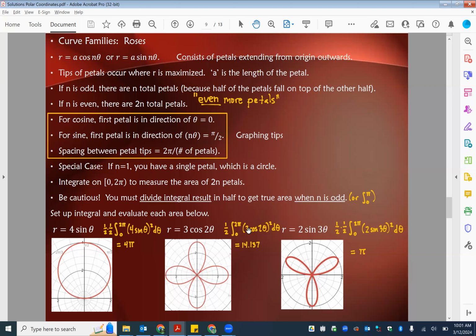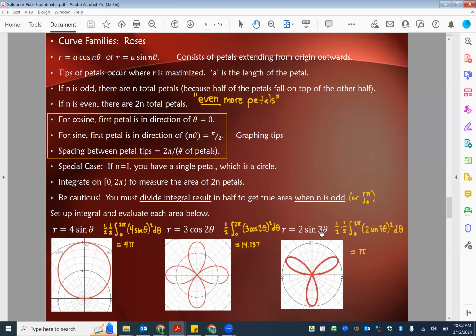Middle example, 1/2 r squared d theta. Nothing really tricky here. It's got an even n value, hence it will have 2n petals, hence integrating from 0 to 2 pi is fine without any modification. Okay, it's cosine flavored, so the first petal is in the direction of 0 degrees. It's got a length of 3. Because there's going to be 4 petals, I know that the spacing between the petal tips is 90 degrees or pi over 2. All right, and I just threw that into nInt to find my area of those 4 petals.